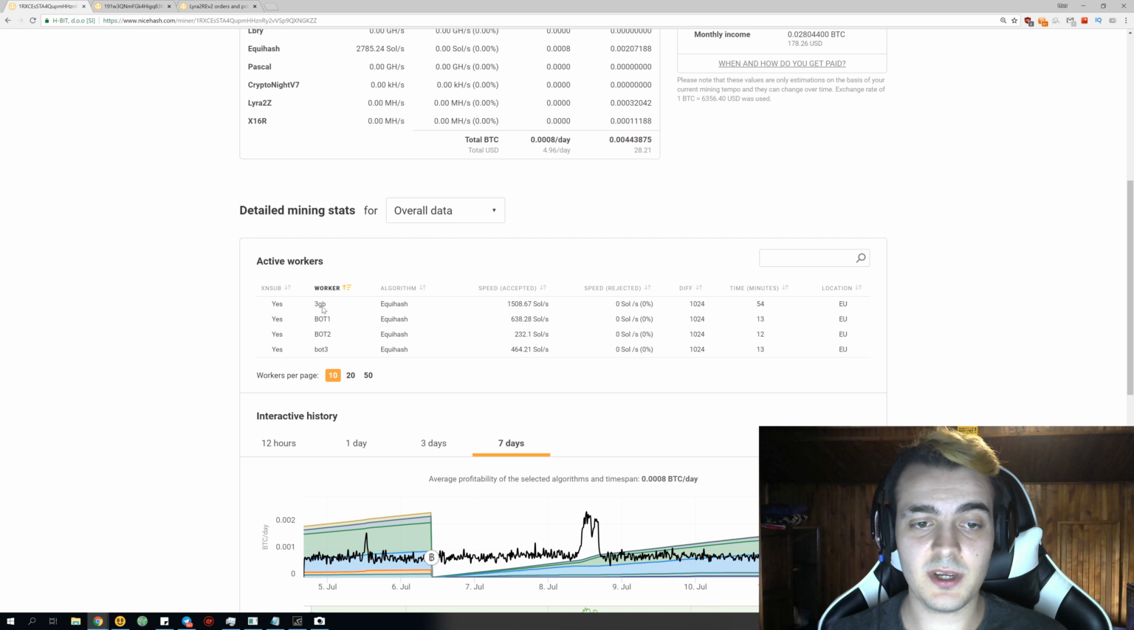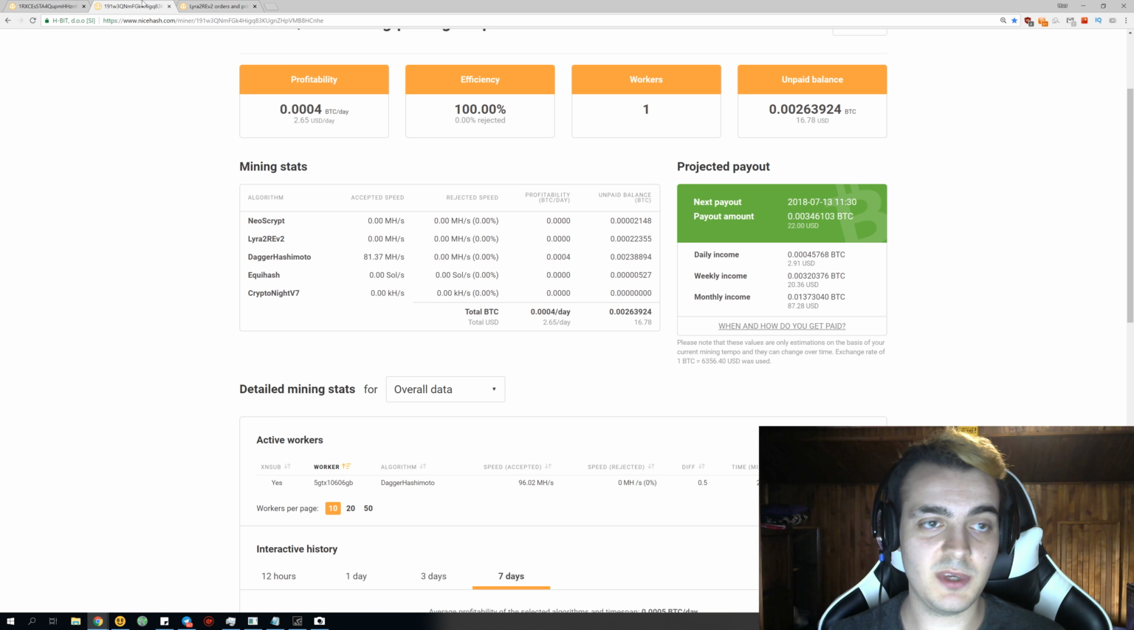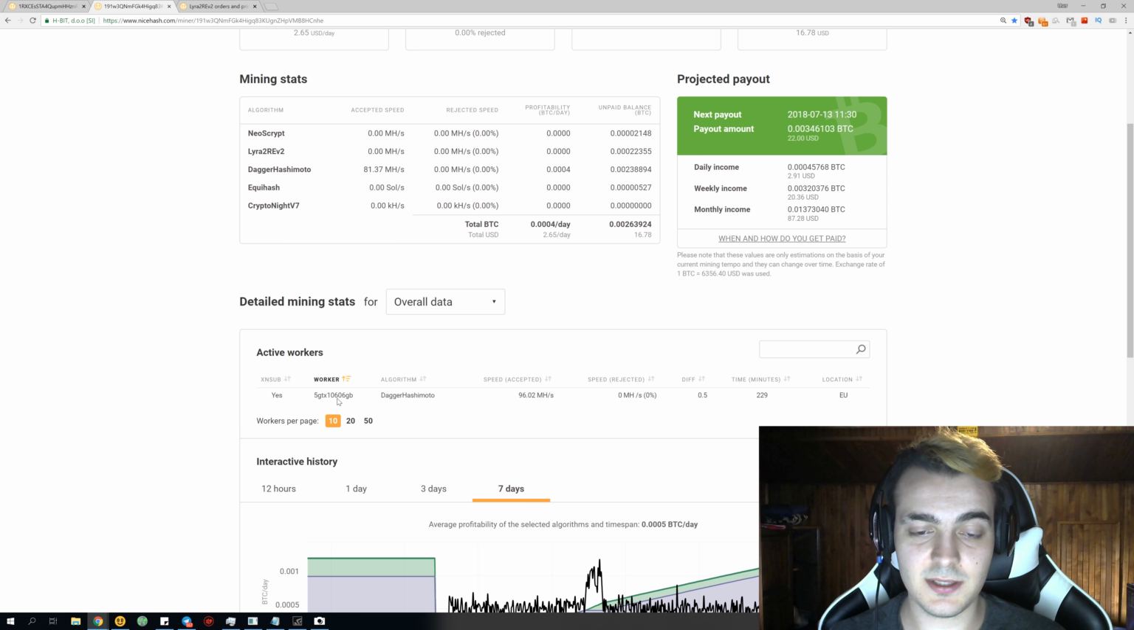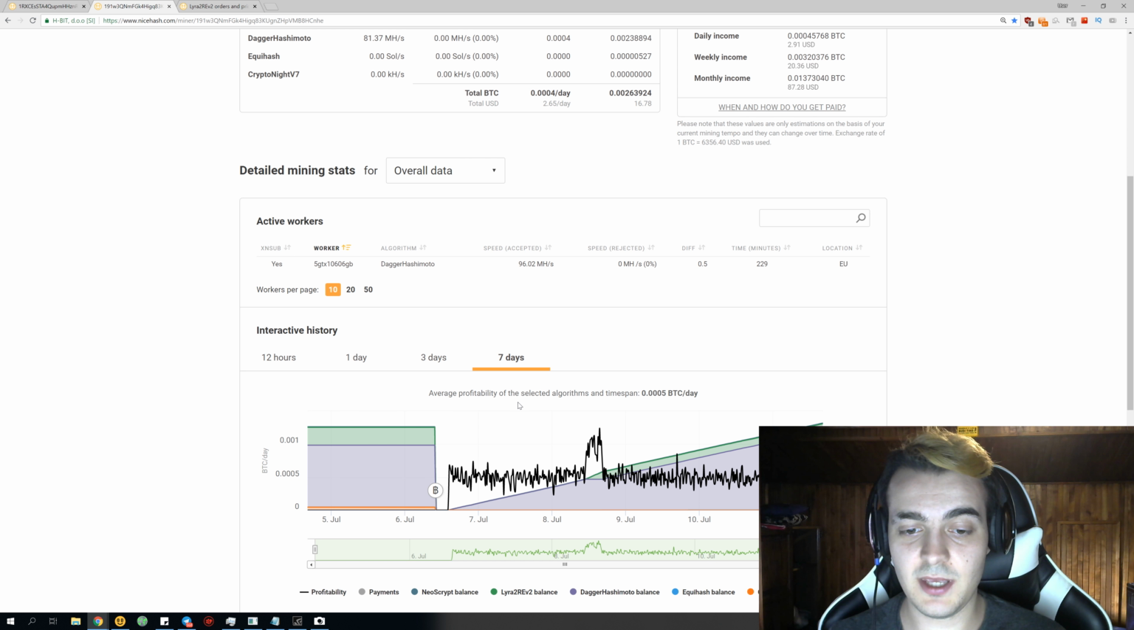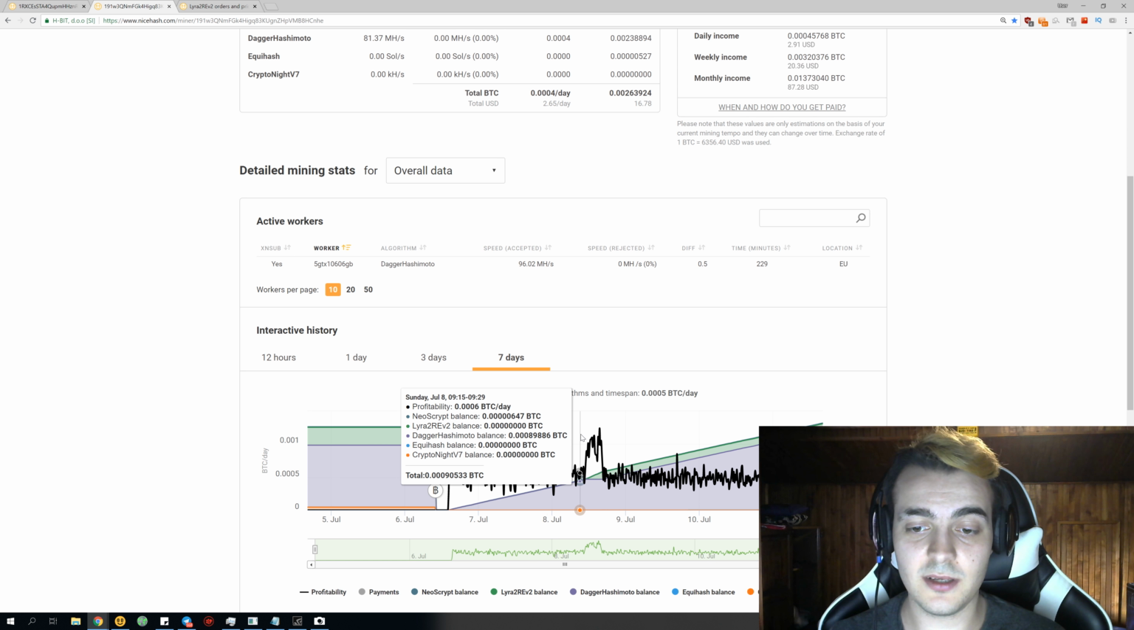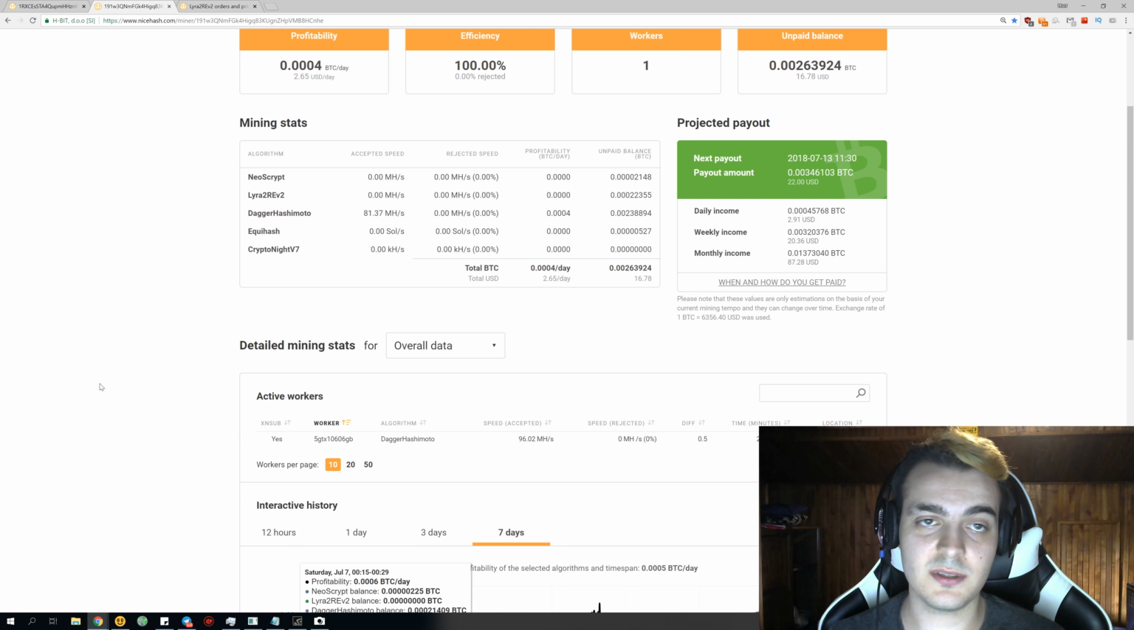You can see that I am right now mining Equihash with GTX 1060 3GB, those are the 1080s, all three of them, and over here I have 5 1060s 6GB, and even they switched to mine the Lyra2REv2 algorithm for a few hours over here.